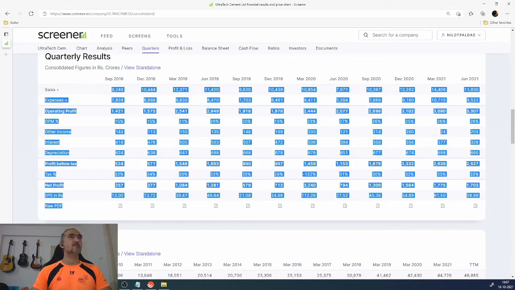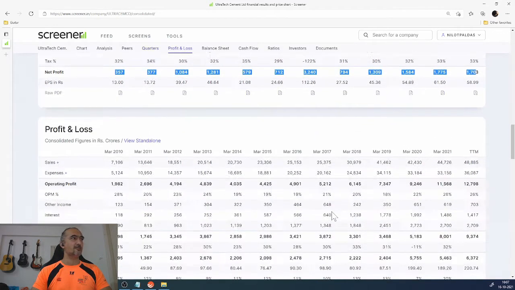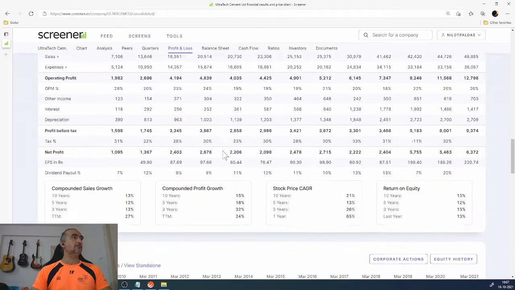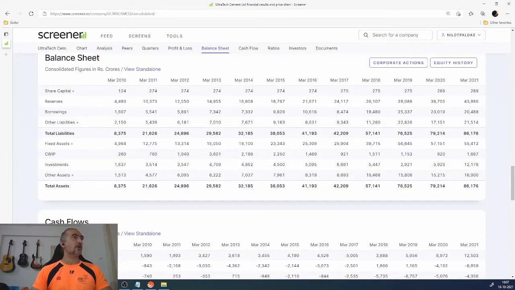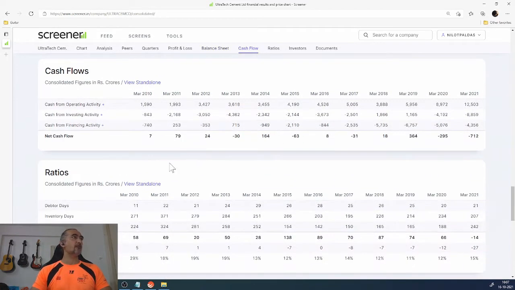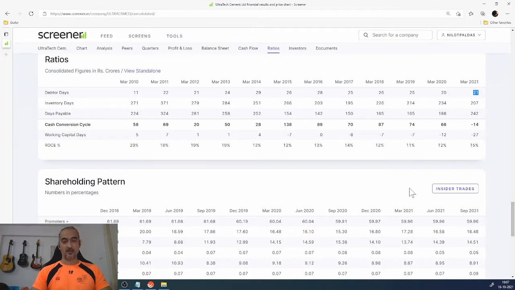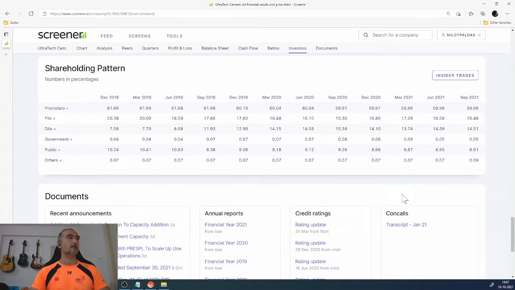Sales have been consistently increasing. Profits have also been consistently increasing. That's a very healthy sign. Balance sheet: liabilities and assets, 1:4 ratio. It has been maintained at a 1:4 ratio, so that's a very healthy sign. Not a problem. I don't see liabilities increasing faster than the assets. Cash flows have been good. Ratios have been good. Debtor days at this point stands at 21 days, which basically means they are able to return their debts to their debtors in 21 days, which is a good sign.